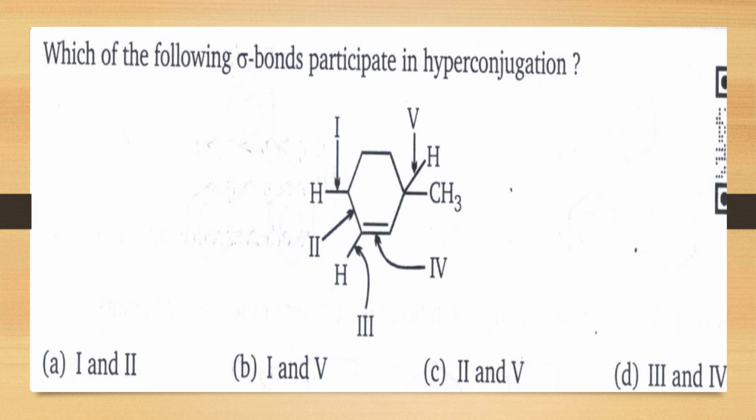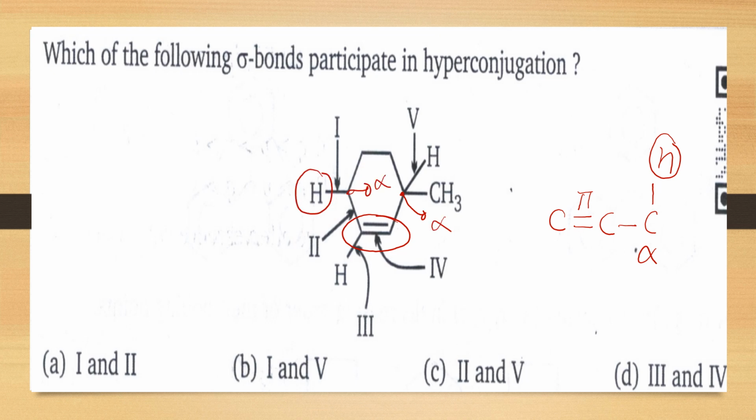Next question is: which of the following sigma bonds participate in hyperconjugation? We all know that in hyperconjugation, if we have a double bond, meaning a pi bond, then the hydrogen of the alpha carbon participates in hyperconjugation. Now that is the double bond, and this carbon is an alpha carbon as well as this carbon. So which are alpha hydrogen? Only this one and this one. These are alpha hydrogen. So only the first and fifth sigma bonds will participate in hyperconjugation. So your answer will be first and fifth, B.